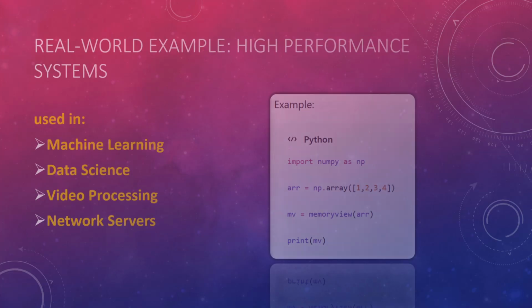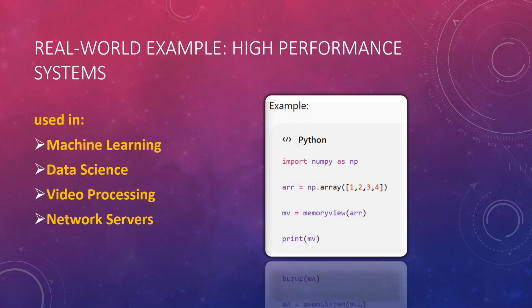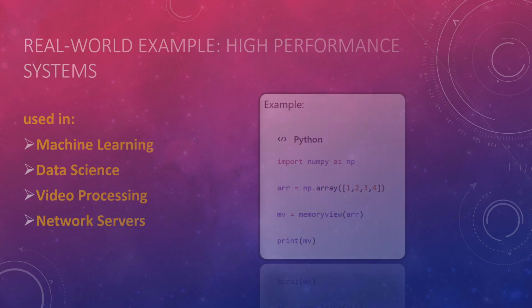Yeah. So here, if you see, where is it used? Machine learning, data science, video processing, network services. So wherever a huge amount of computation is needed, we use memoryview. Okay.